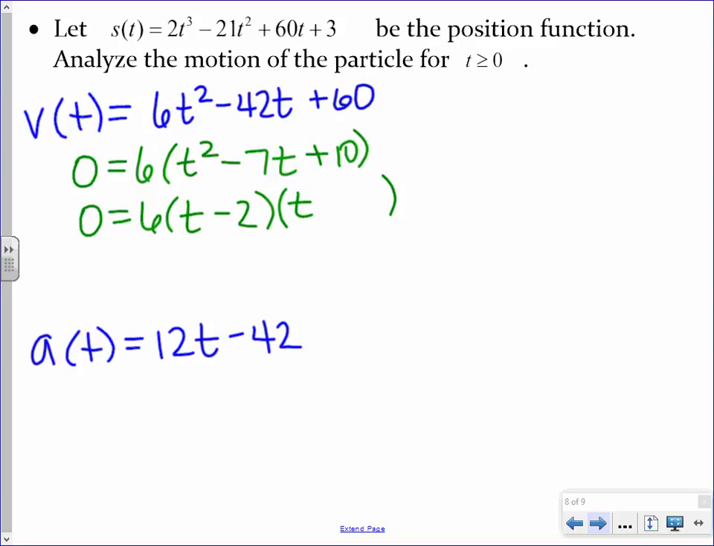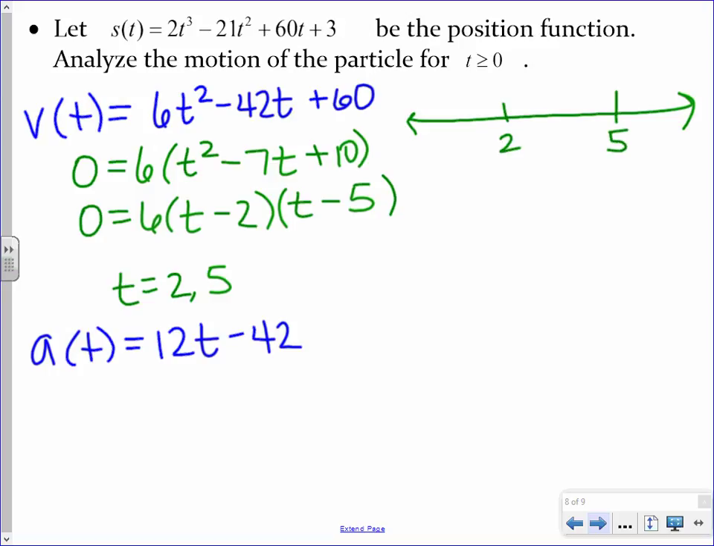Minus 2, minus 5. Right? Okay. Then what we can do, remember this, right? We can put these on a number line.